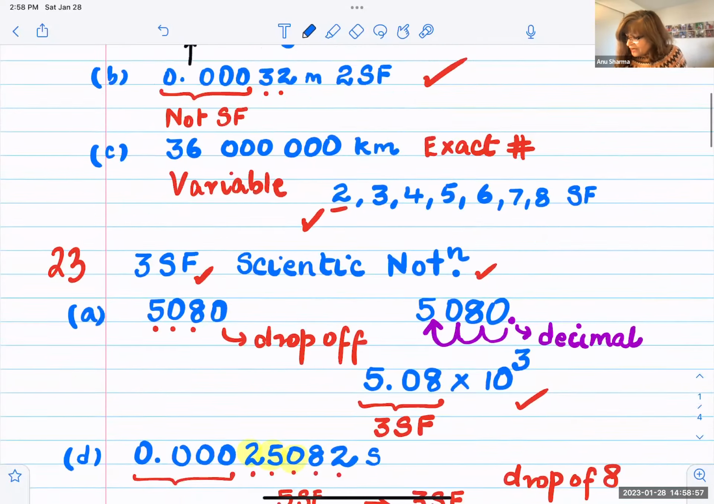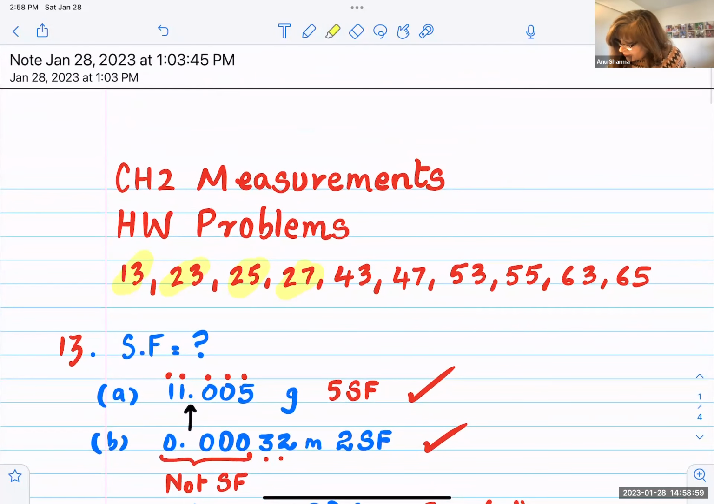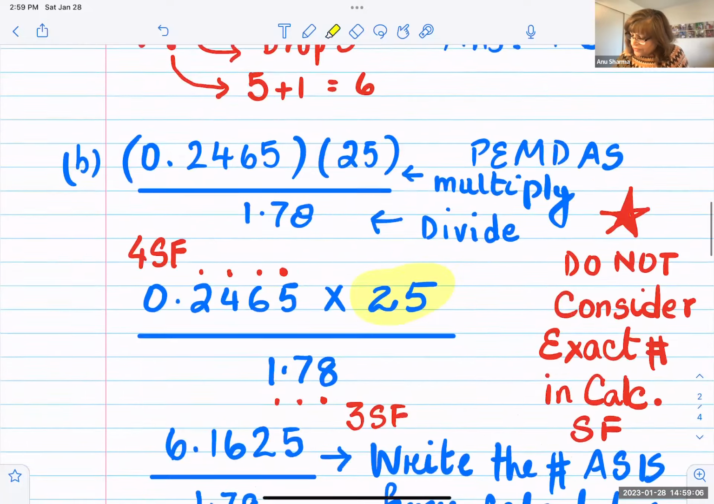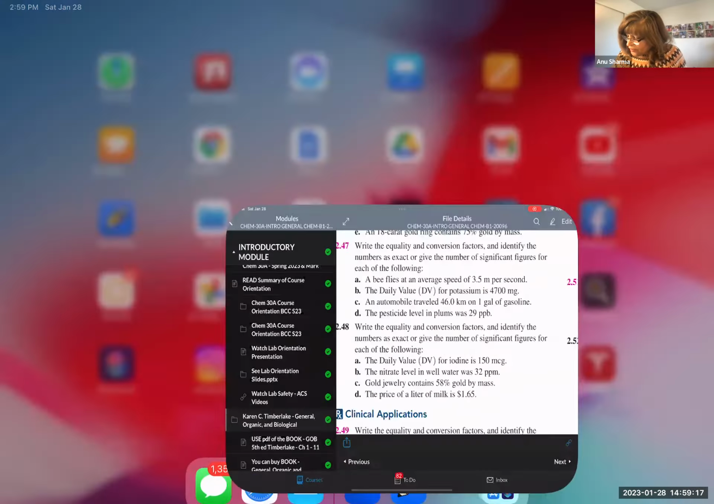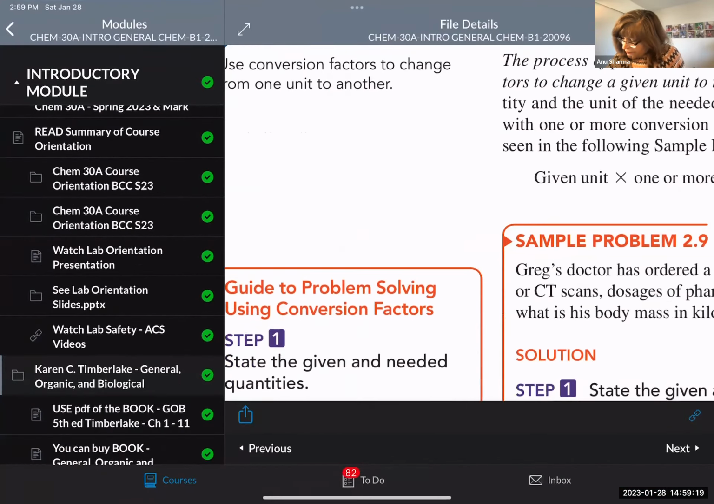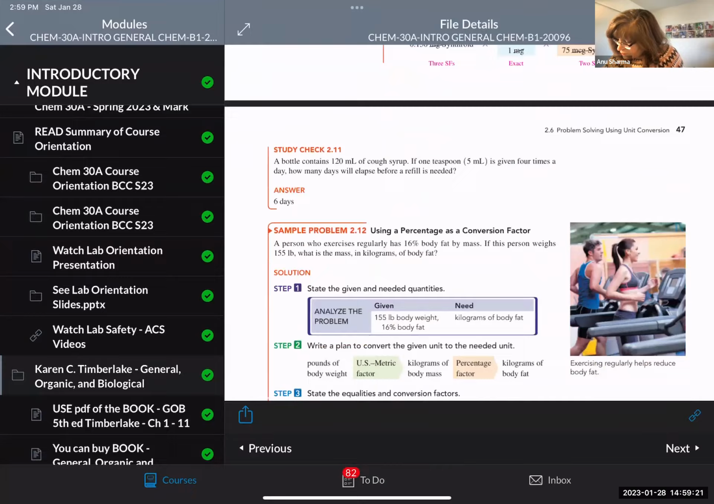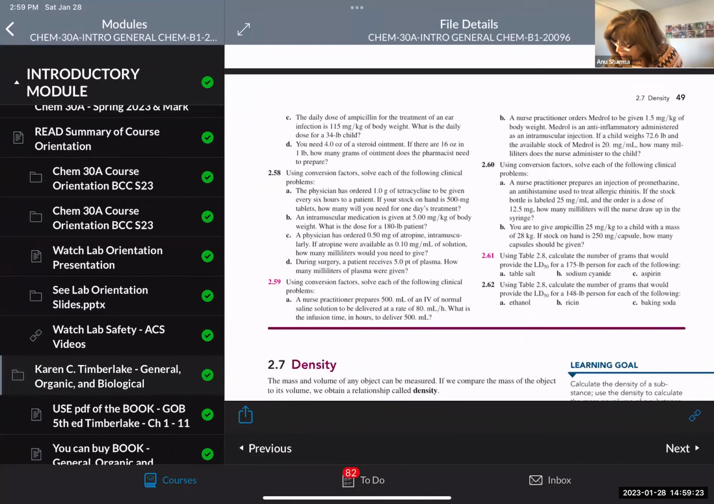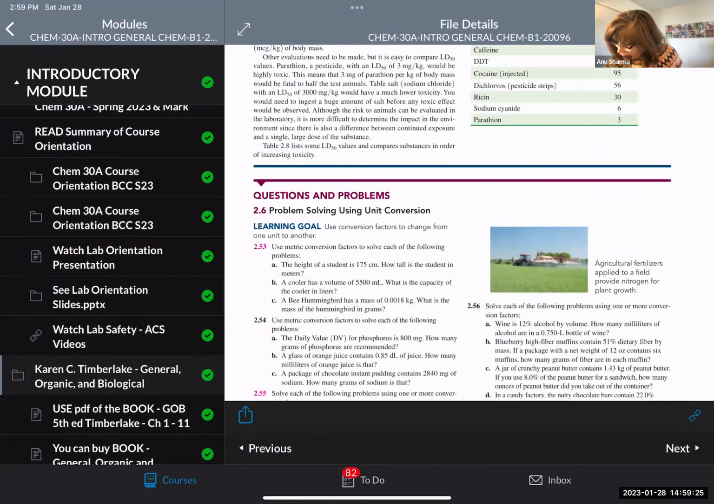But I'm going to move ahead to the next problems. We completed problems 43 and 47. We are going to look at 53 and 55. These also come from the conversion factor problems. So your problem here, 53. All right, here is the 53 problem.